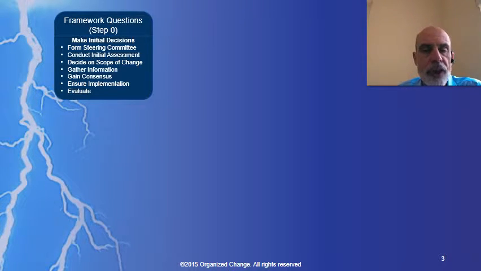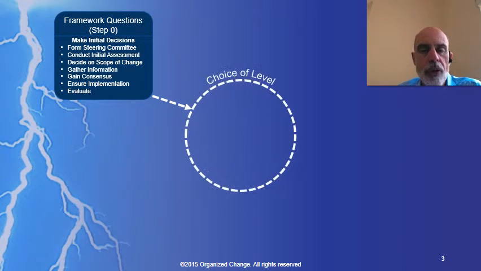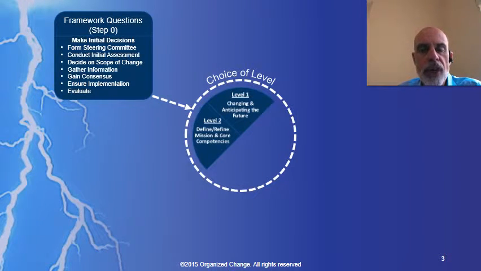After some of these framework questions have been decided, we then need to decide in terms of what we call the level questions. And there are 4 broad levels of organizational change. One has to do with changing and anticipating the future, what we call level 1 change. Level 2 change is where you deal with the strengths and weaknesses of an organization and its core competencies, what some people would call strategic planning.